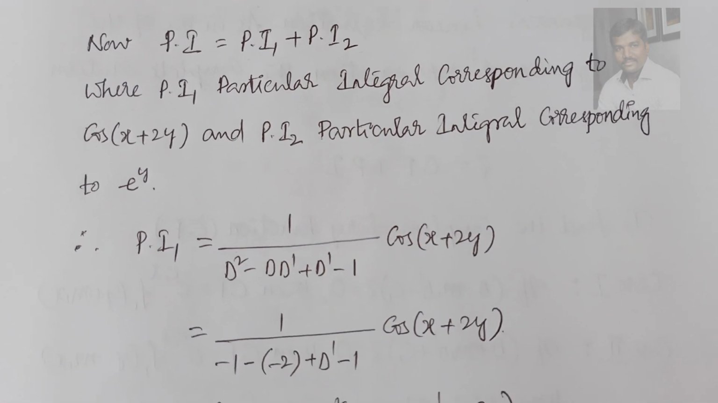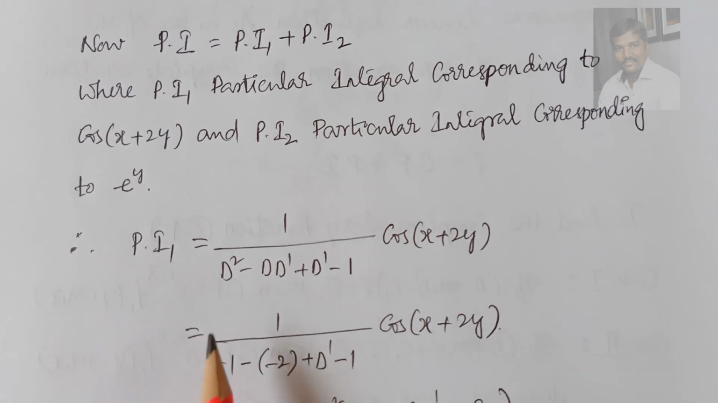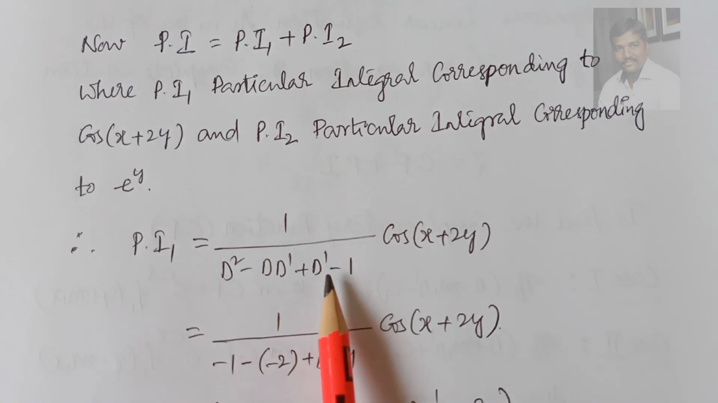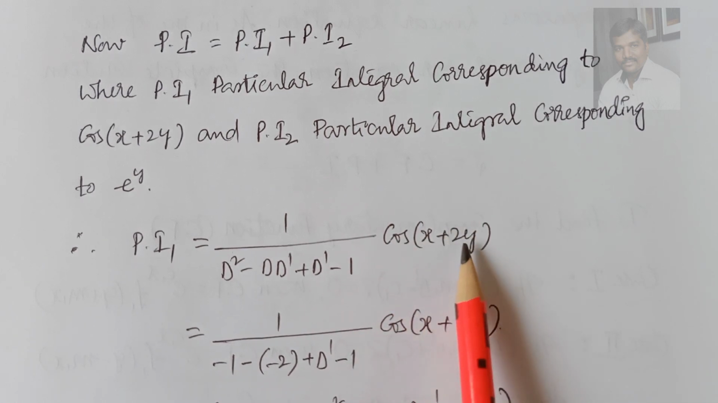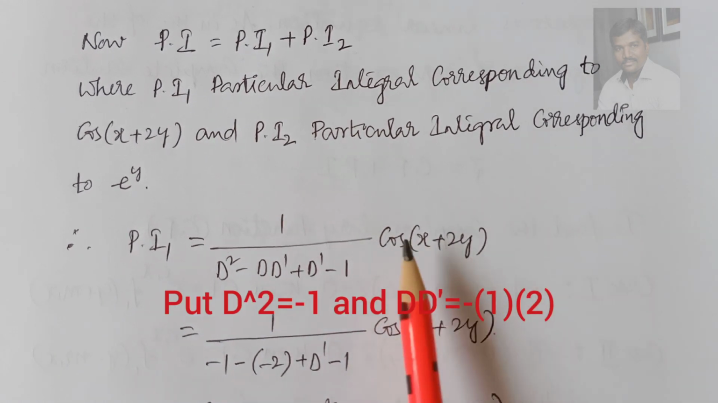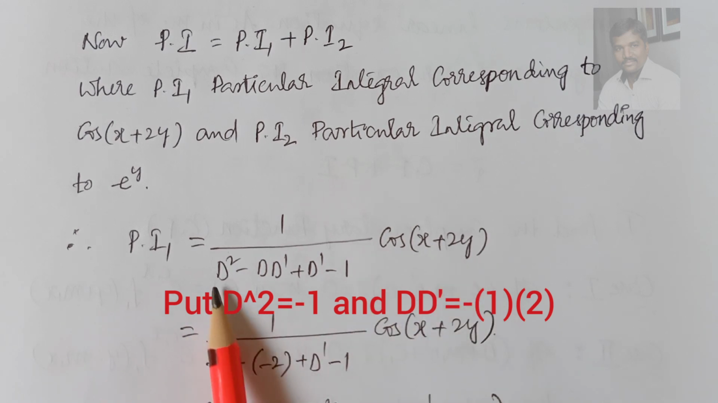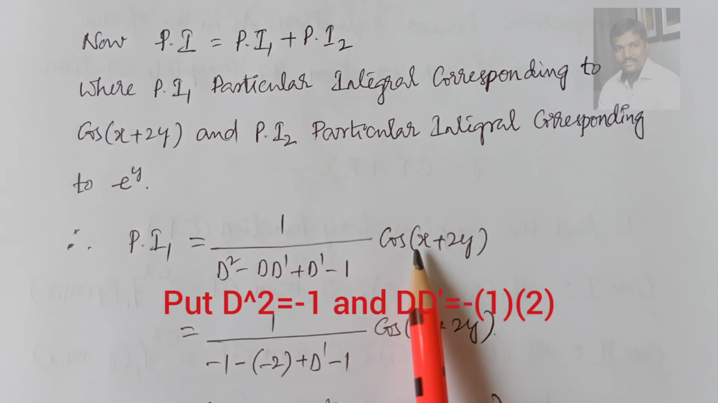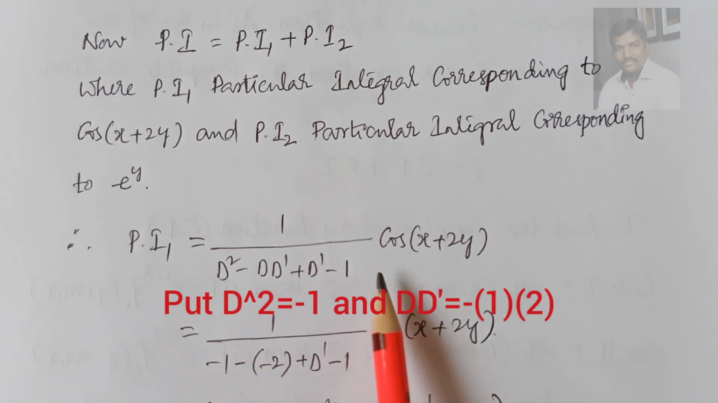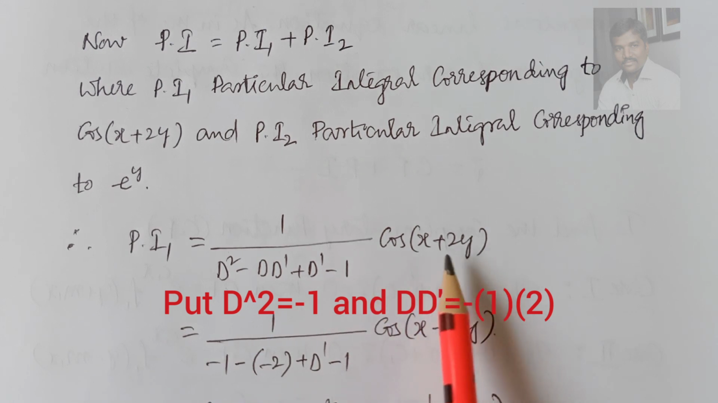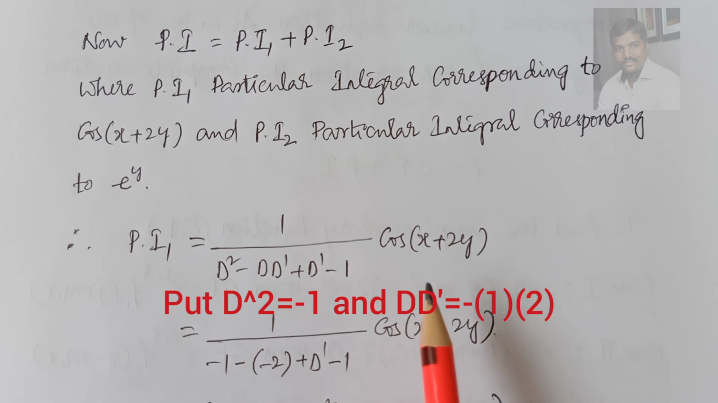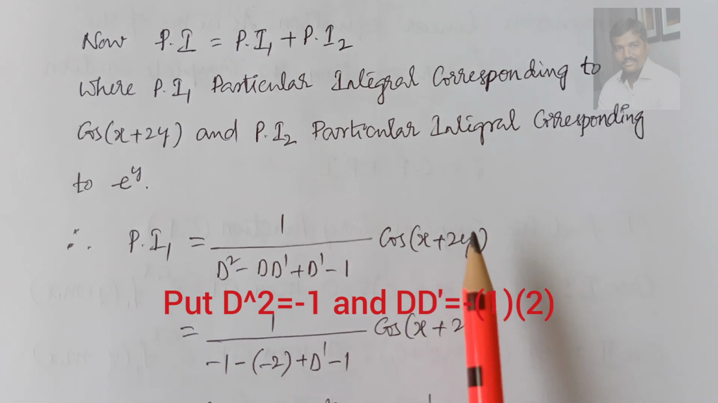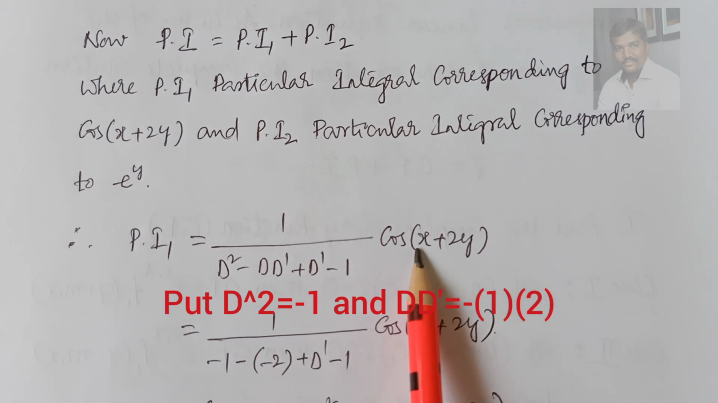Now let us discuss particular integral 1: 1 by (D² − DD′ + D′ − 1) cos(ax + by). In the homogeneous case, for trigonometric functions we replace D² with −a², DD′ with −ab, and D′² with −b². We follow the same here, so here a is 1, b is 2.